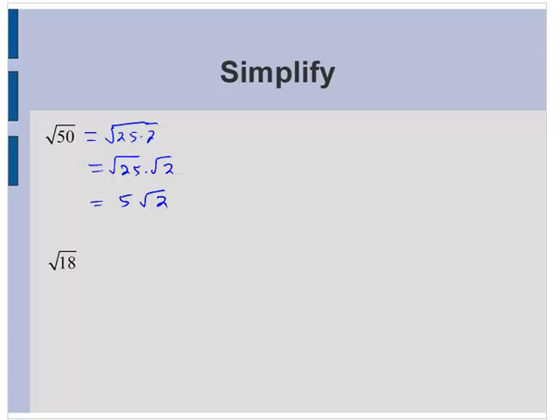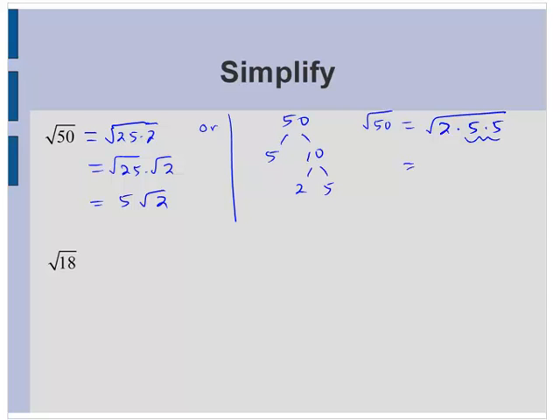The alternative approach would have been to find the prime factorization. 50, maybe you saw that as 5 times 10, and that 10 is 2 times 5. So then the square root of 50 is the same as the square root of 2 times 5 times 5. There's your perfect square. And so we'd have the square root of 2 times the square root of 25, which is the square root of 2 times 5, which we generally write as 5 square root 2.